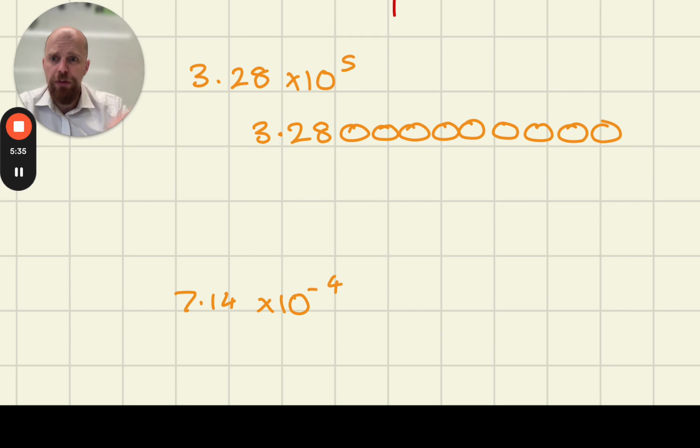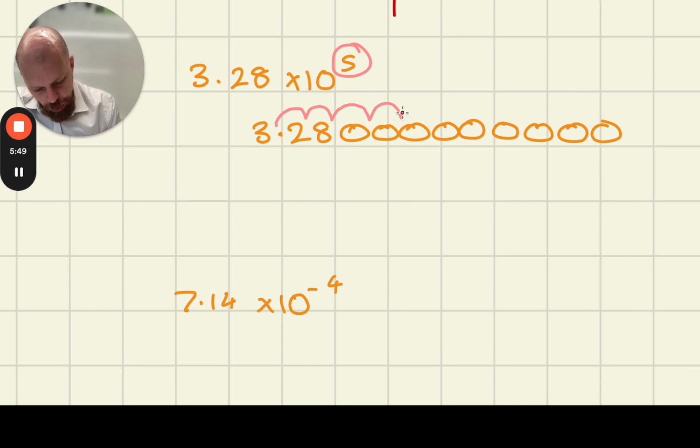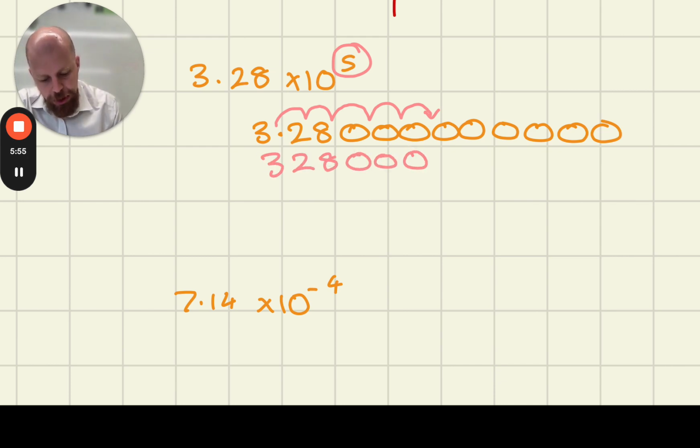Now, we're going to count 5 because that's how many times I'm moving the decimal place. And because it's times 10 to the power 5, I'm getting 10 times larger, 5 times. 1, 2, 3, 4, 5. So my decimal point is going to go here. And the number, we just write it out, 0, 0, 0. You can put the decimal point in with the zeros on the end, but it doesn't matter. That's your final answer, 328,000.